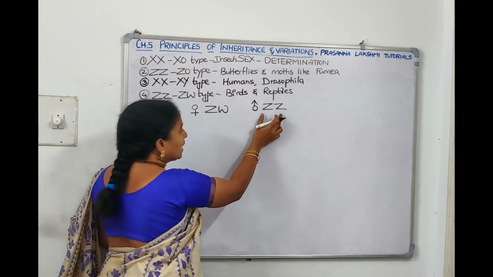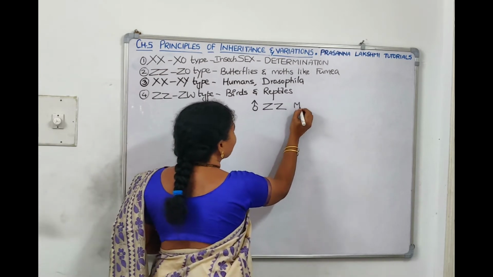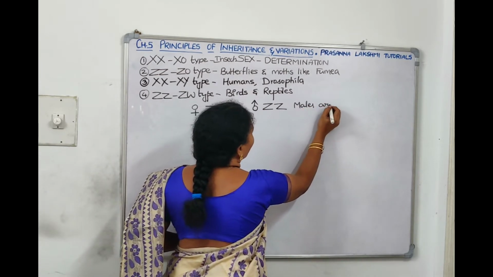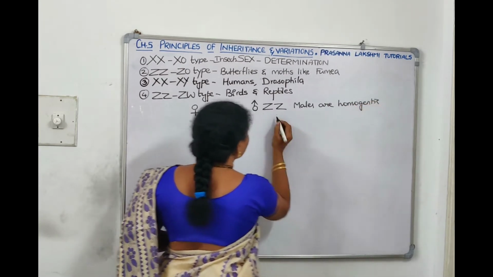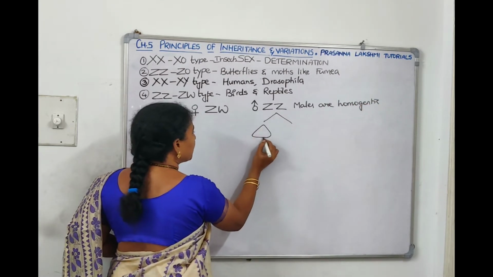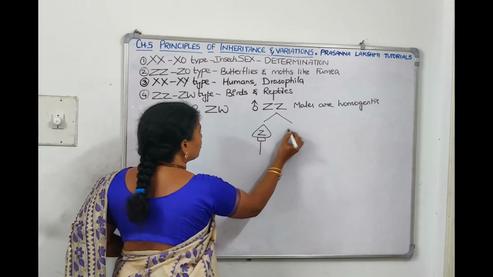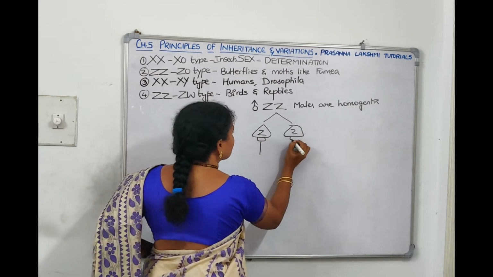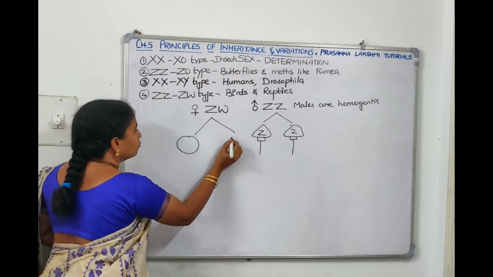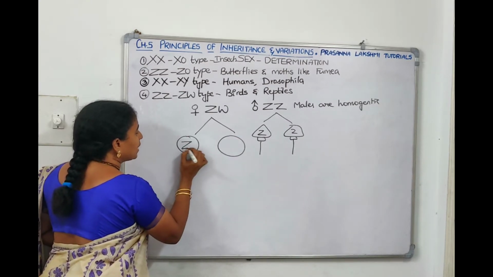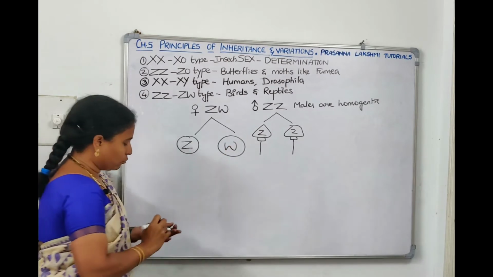So here males are homogametic, which means they can produce the same type of sperms, sperms bearing the Z chromosome. But the female can produce two types of eggs, an egg with the Z chromosome and an egg with the W chromosome.